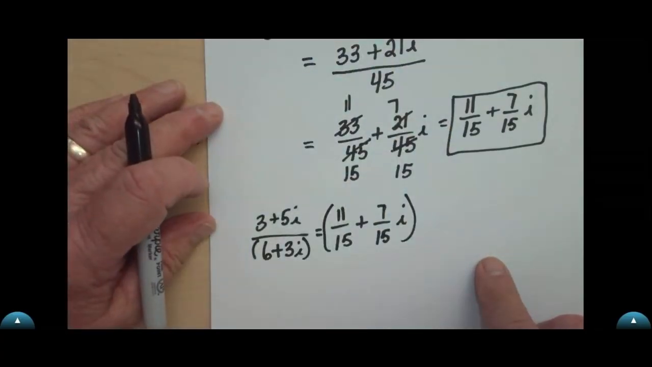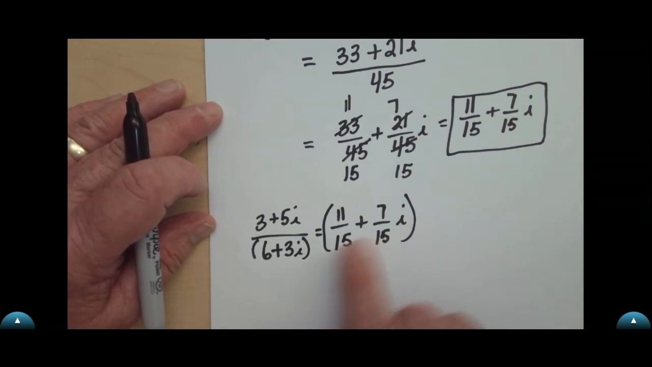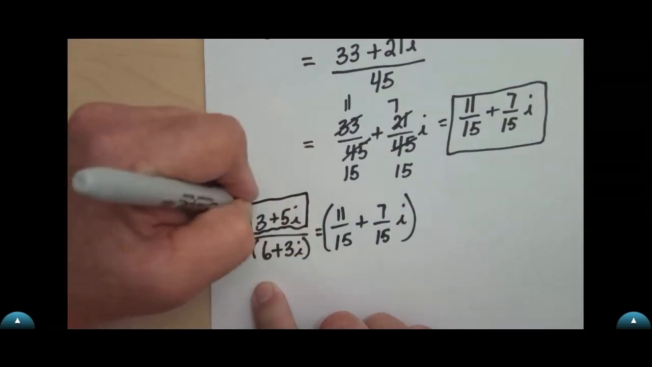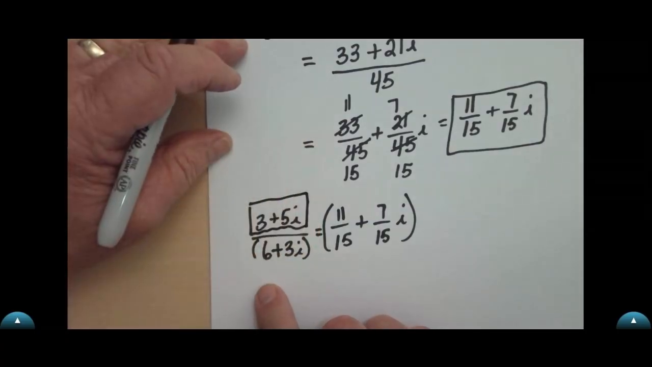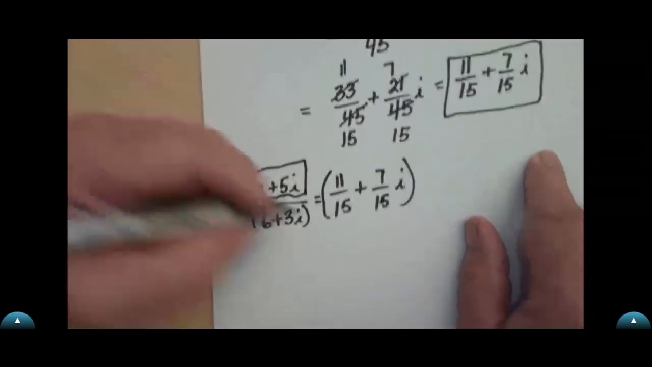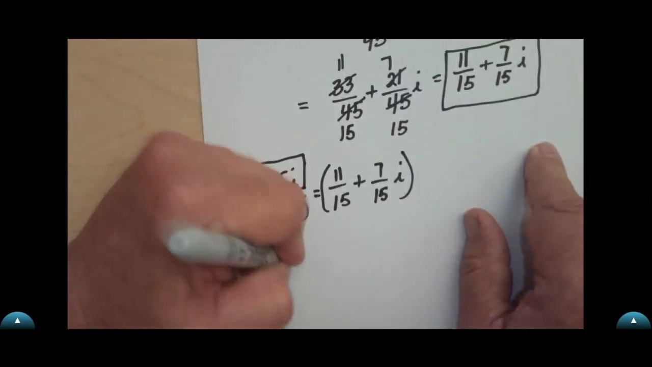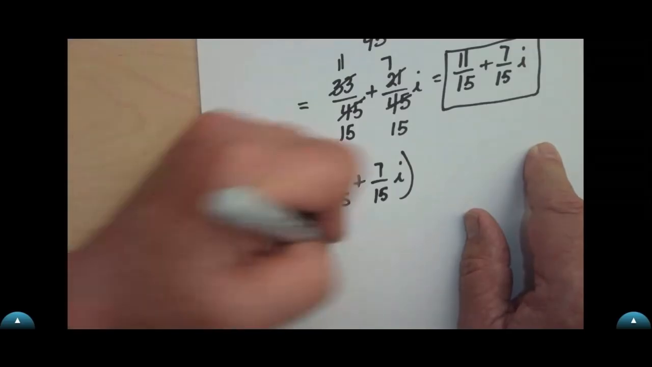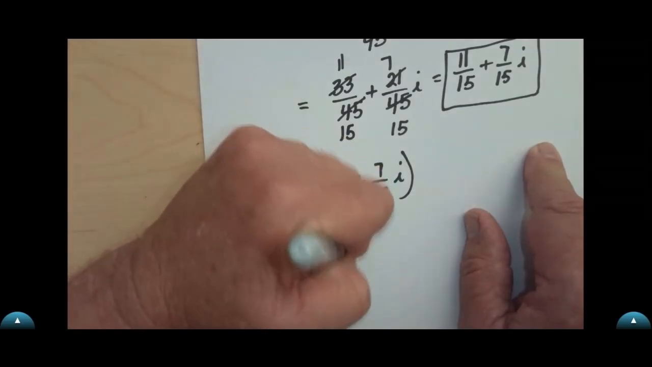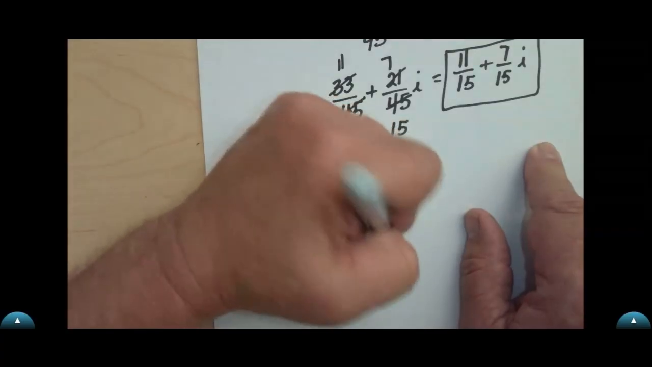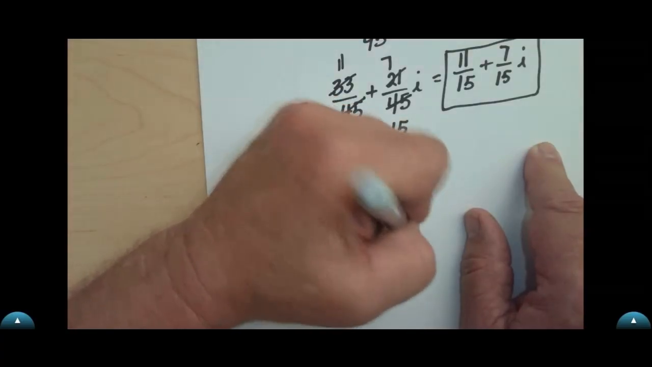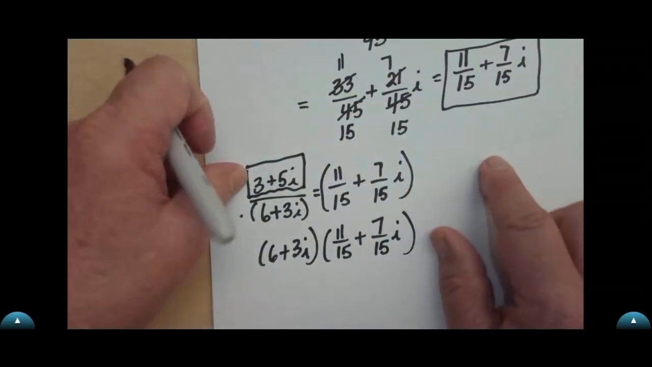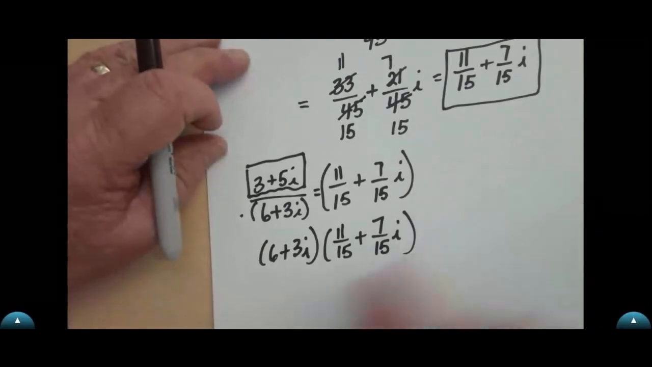And if we've done a division problem and done it correctly, when we multiply these two things, we should get this dividend, 3 plus 5i. Everybody see that? And we can actually check to see if we did. If we multiply 6 plus 3i, our divisor, times our quotient, 11 over 15 plus 7 over 15 times i, we should get 3 plus 5i. So let's see what happens.